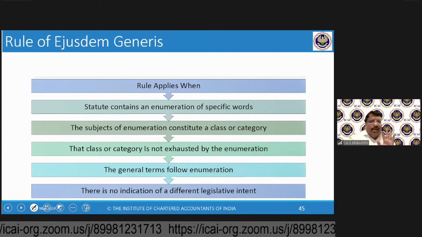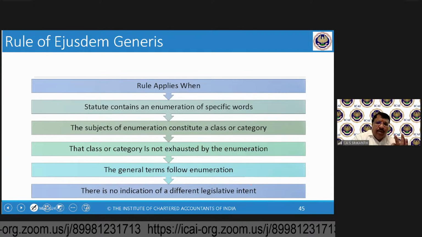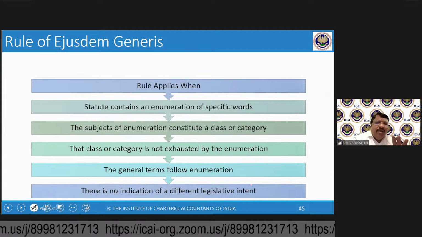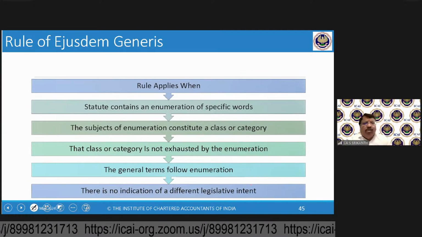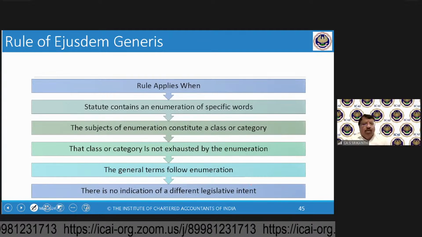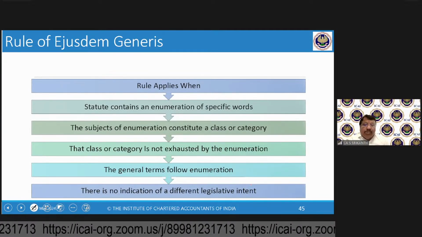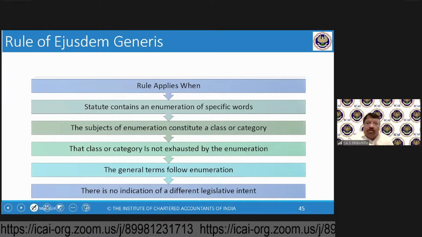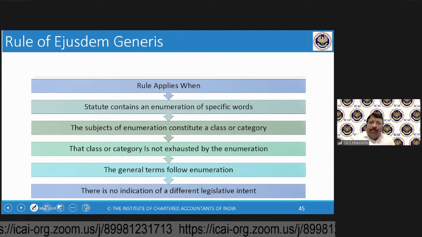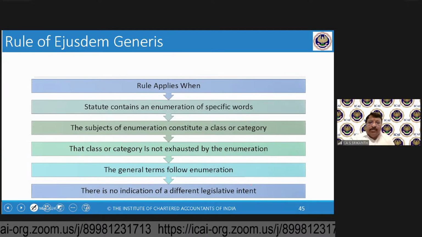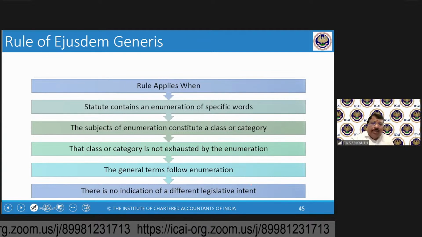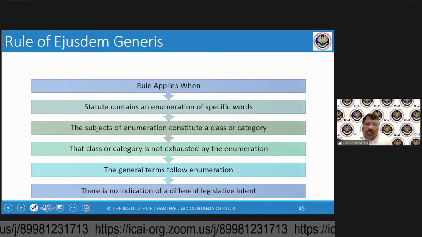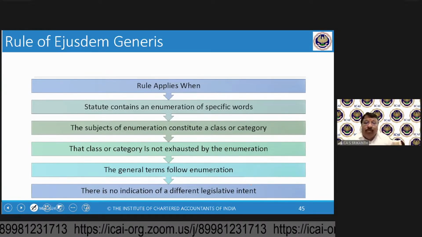Now, first of all, is there an enumeration of specific words? Yes: Ayodhya, Prayagraj, Varanasi, three places. Do they form a class or category? Broadly, they form a class called pilgrimage centers. Is that class exhausted? No. You have Naimisharanyam, Dwarka, Mathura, Gaya, and so many other places. It's not exhausted. So "other places" can include Gaya, Dwarka, but can it include Shimla or Corbett? No, because those are places of leisure and pleasure, not pilgrimage centers.